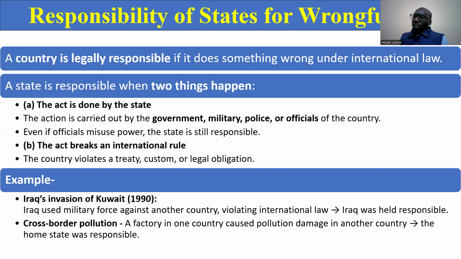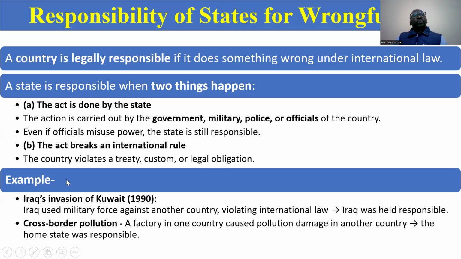You know? So, for example, if the government or the military in Somalia today decides to go and attack, for example, Ethiopia or another country, we can take Somalia to the International Court of Justice. We can take Somalia to the UN because Somalia as a government, or their military or their police or their officials, even if the officials of Somalia misbehave, even if they misuse their power, we are going to take Somalia as a country, as a government, as a state to the International Court of Justice.